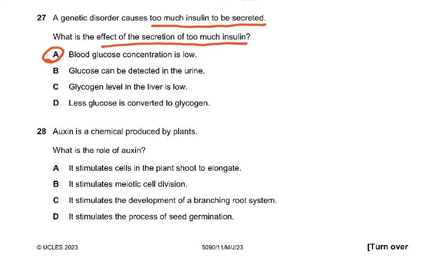Then coming to question number 28, auxin is a chemical produced by plants. What is the role of auxin? It stimulates cells in the plant shoot to elongate. Yeah, that's the answer. It stimulates meiotic cell division? No, that is nothing to do with meiosis. Meiosis only occurs in sexual reproduction in reproductive parts of the plants. It stimulates the development of the branching root system? No. It stimulates the process of seed germination? No, it doesn't do that.